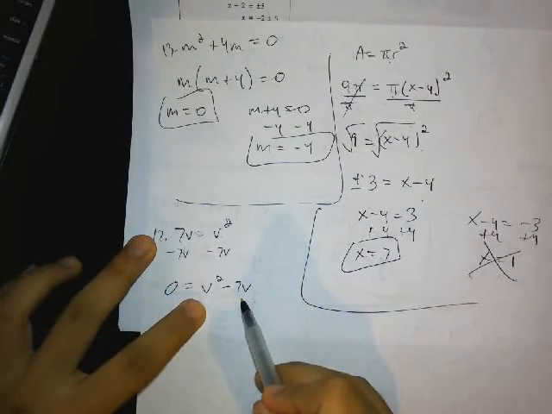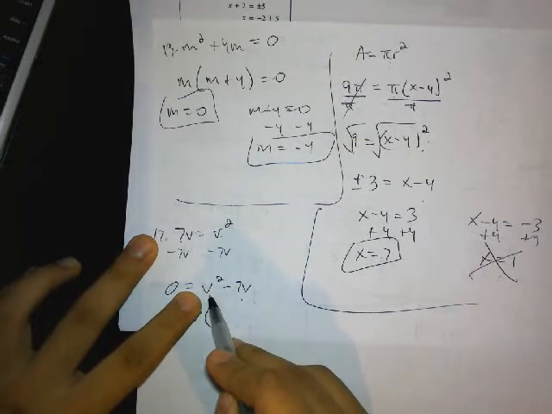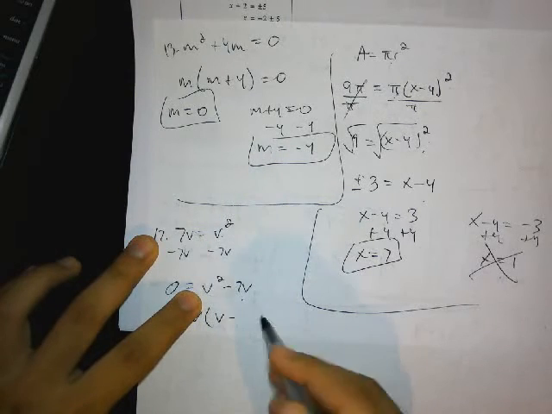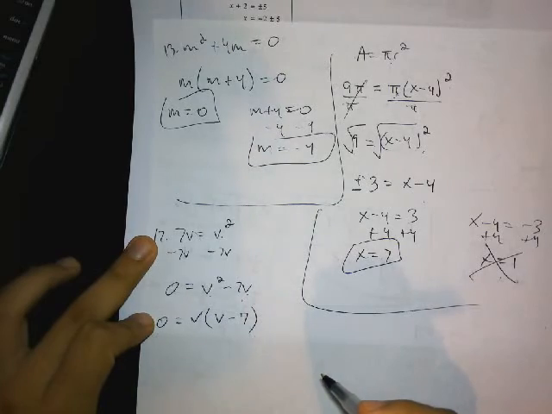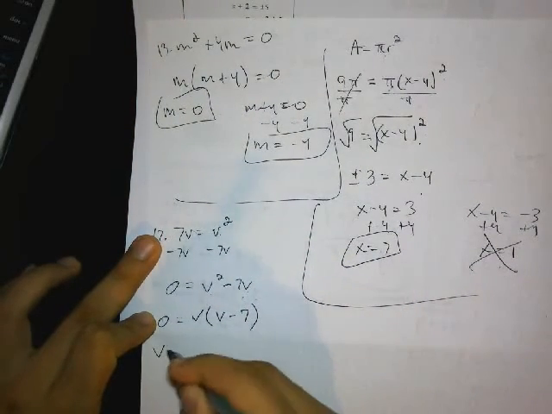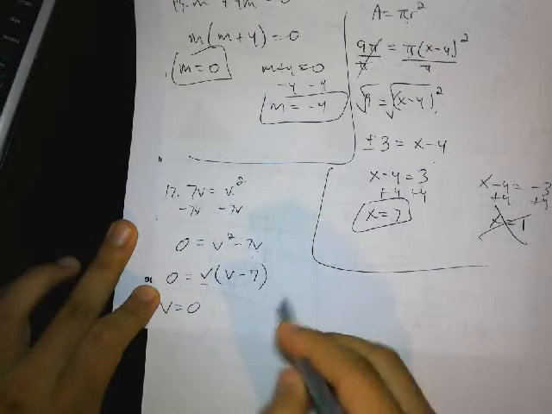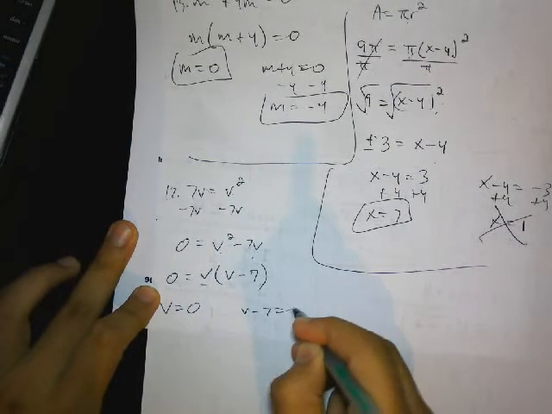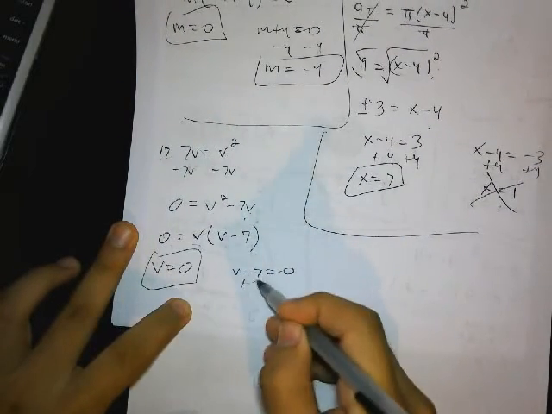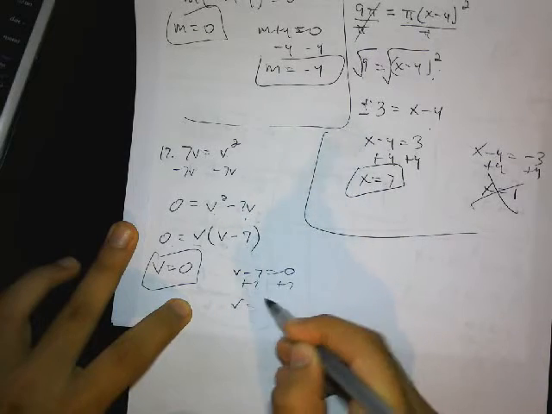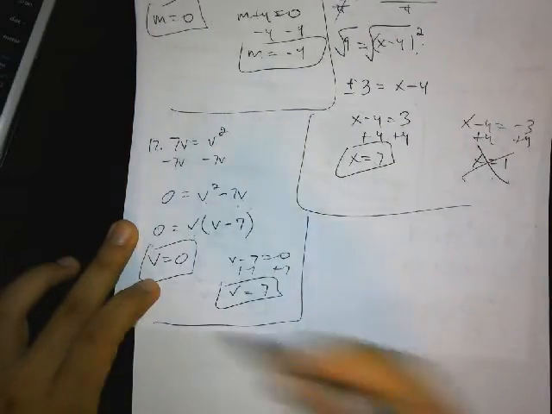I'm going to factor out the like terms so that 0 is equal to v times... Here, if I take out 1v, I'm left with v, and then here, I'm just left with the 7. Now I set both factors equal to 0. So v equals 0, and v minus 7 is equal to 0. Here I'm done already. And then here I have to add 7 to both sides. So v is equal to positive 7. And I'm done there.